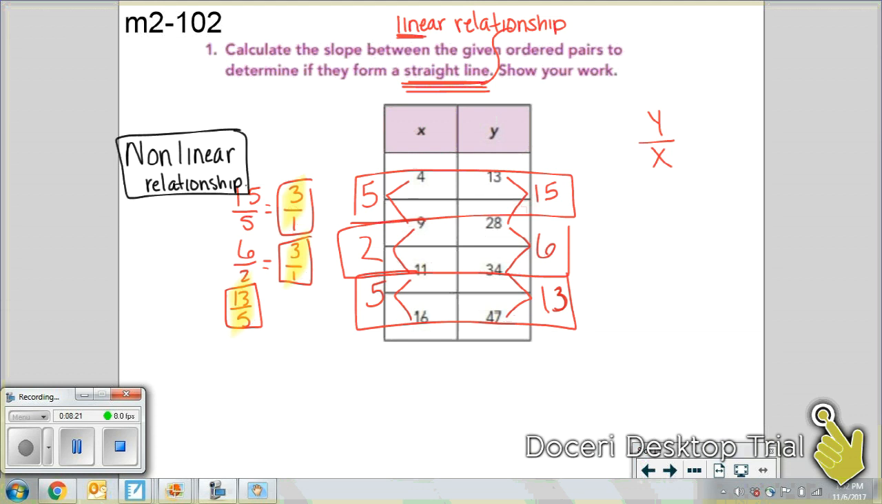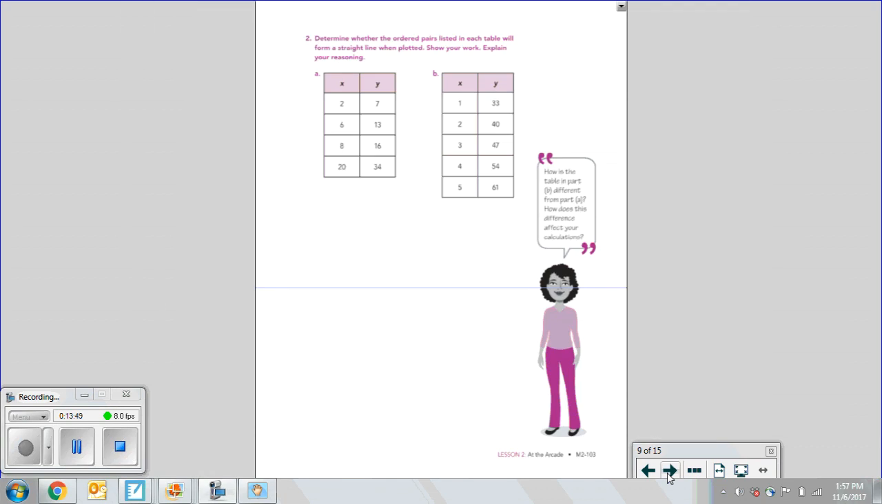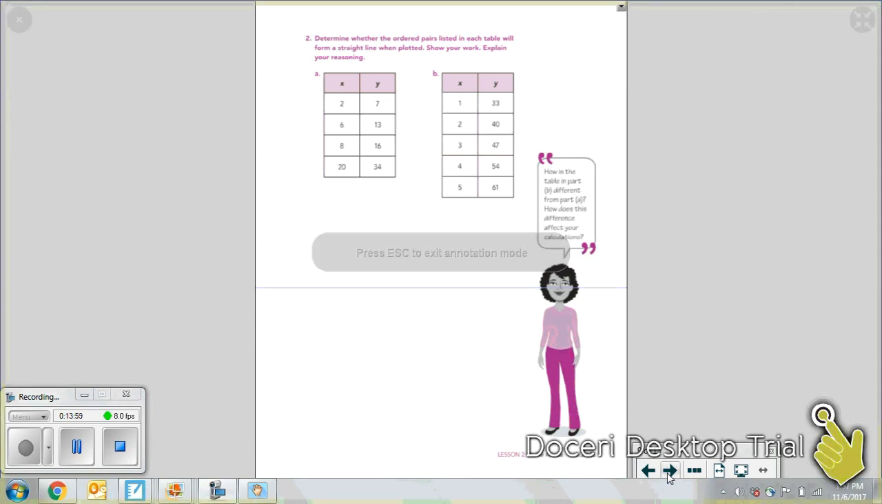Okay, so I want you to skip forward now. You're going to look to the very next page. So look on page 103. So you're going to skip to page 103. Okay, so here's 103. On page 103, I want you to do tables A and B, and you're going to tell me if it's a straight line or not. Now remember, instead of using the word straight line, we're going to say either linear or nonlinear. All right, go ahead and work.